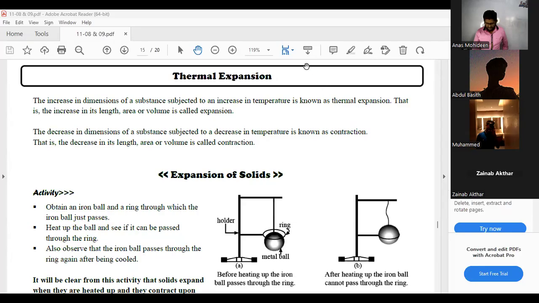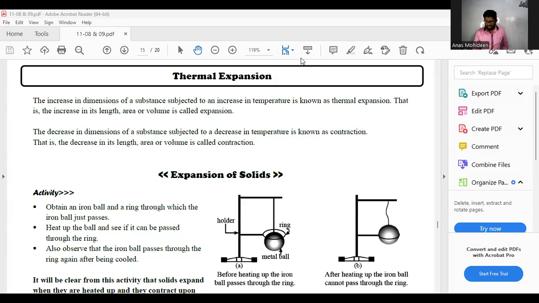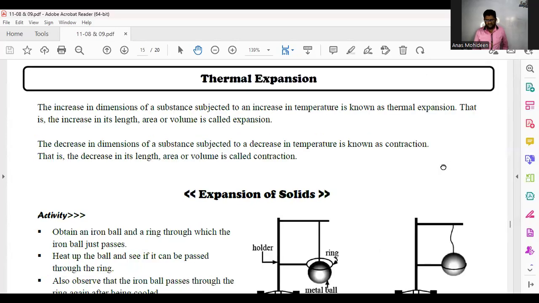Okay, so let's start the lesson. We were discussing heat, unit number 9 we started, and we are on page number 15. Page number 15. Thermal expansion. So we're going to speak about thermal expansion and thermal contraction.